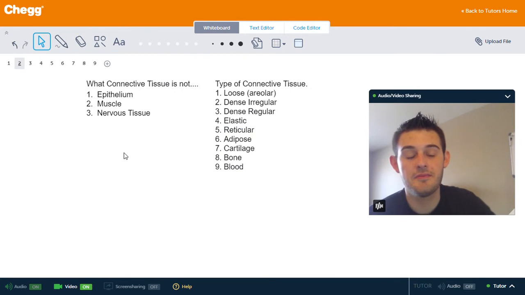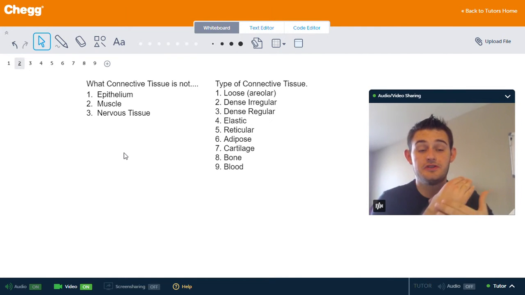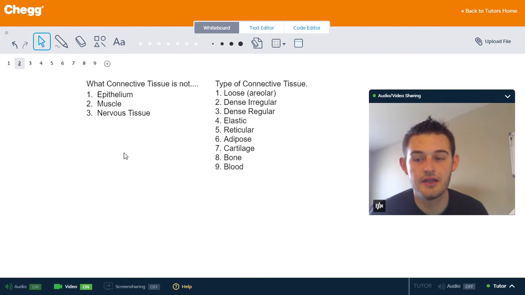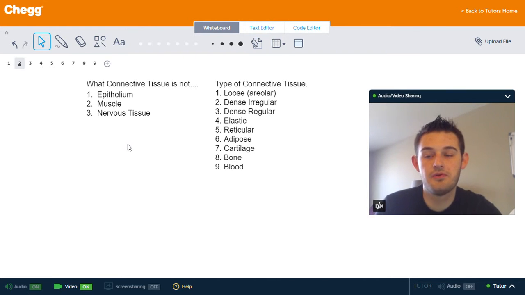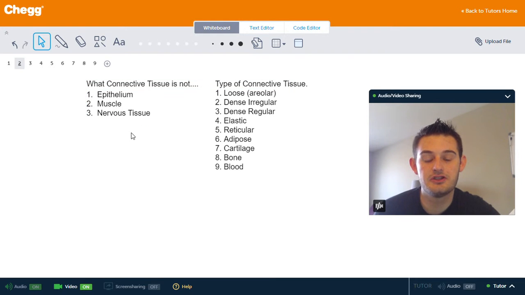So let's first talk about what a connective tissue is not. It is not epithelium, or your skin on the outer layer of like your hand or your face. Epithelium is also located in other places throughout your body. It's not muscle. And it's not nervous tissue, such as your neurons. So what is connective tissue? I like to think of connective tissue as the tissues that hold together or help support all these tissues here, the epithelium, the muscle, and the nervous tissue.